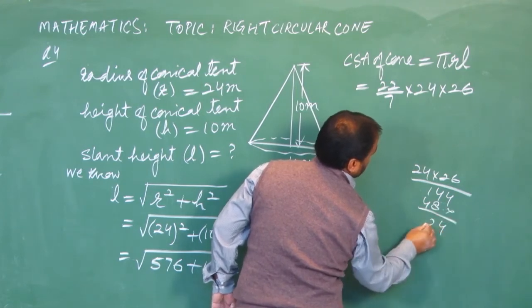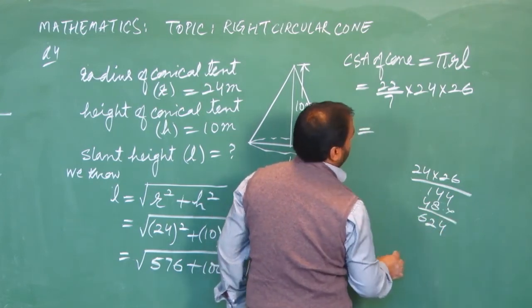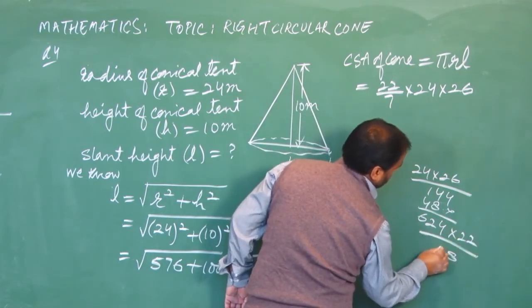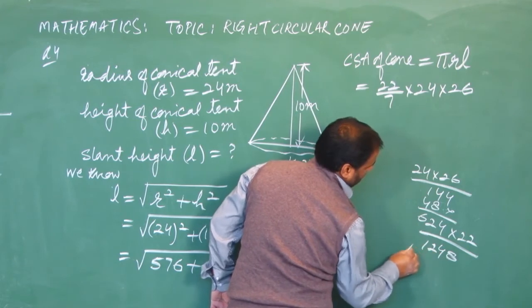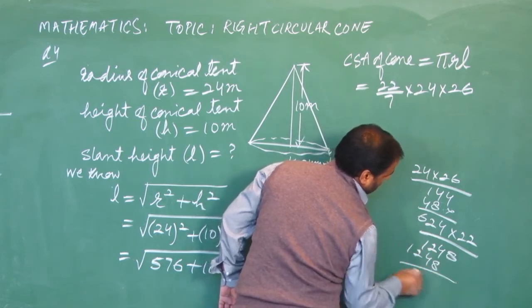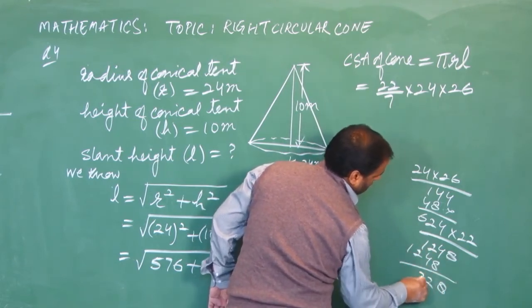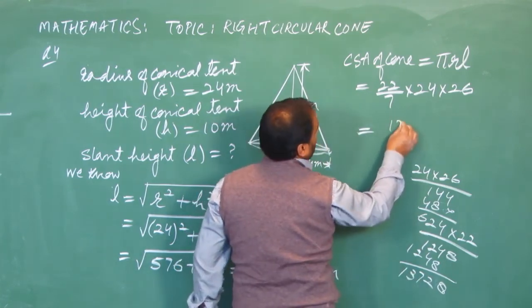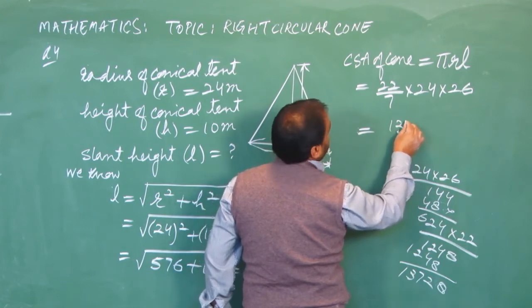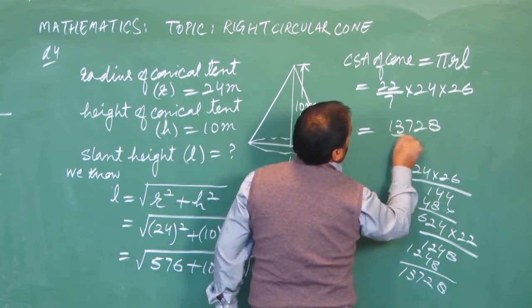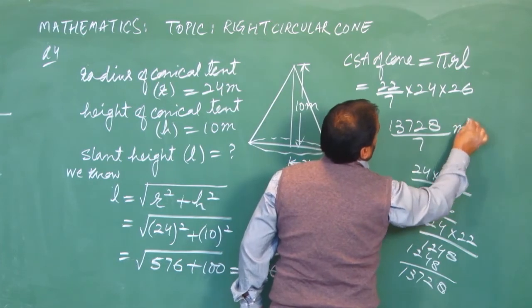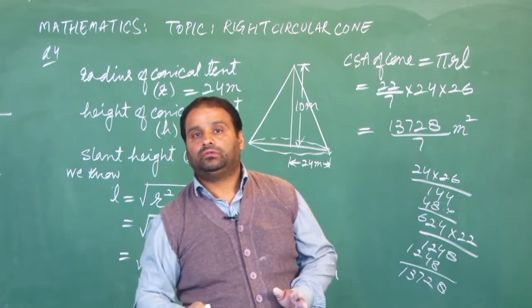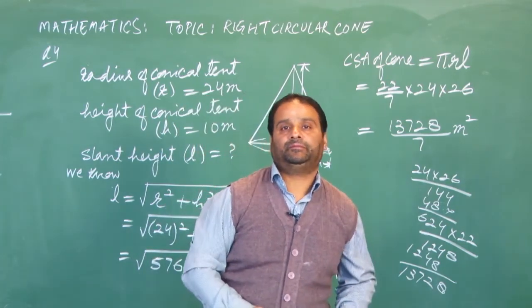It is 624, multiplied by 22. It is 13,728 by 7 meters square. This is the curved surface area of the cone, or this conical tent.